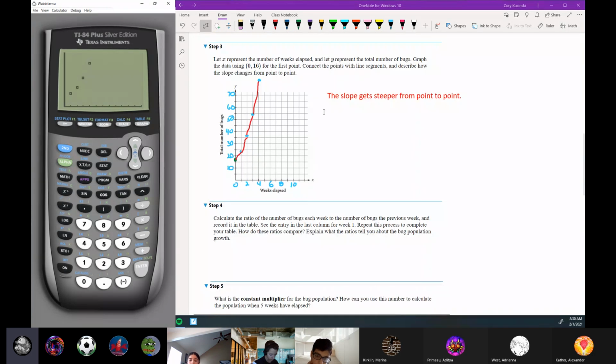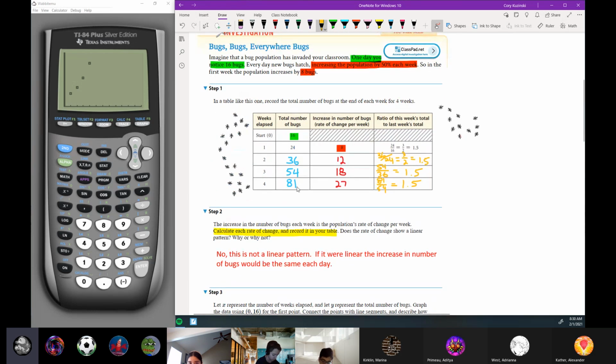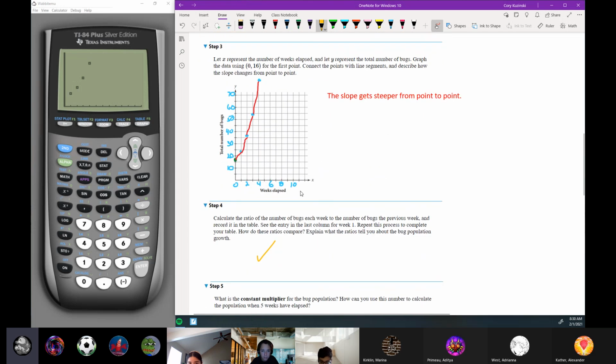Calculate the ratio of the number of bugs. Okay, so I already did this. I did it out of order, didn't I? There we go. So I think what the investigation wanted me to do was figure out these and then do 36 minus 24 is 12, 54 minus 36 is 18. So that was what I was supposed to do in step 2. But I used step 2 to figure out step 1. Like I needed to figure out 24, half of that's 12, and then I added it. So whatever, we're kind of doing everything in a roundabout order, one way or the other.